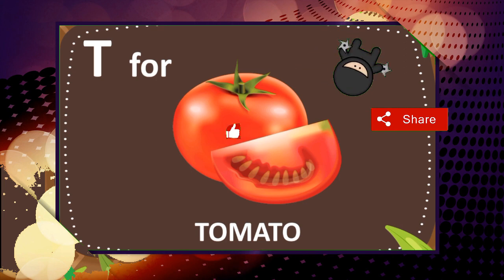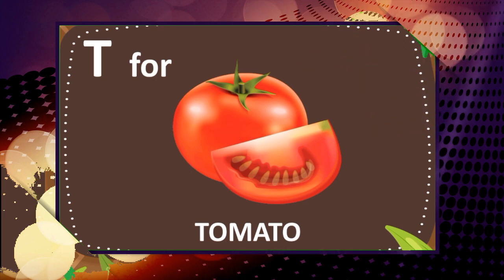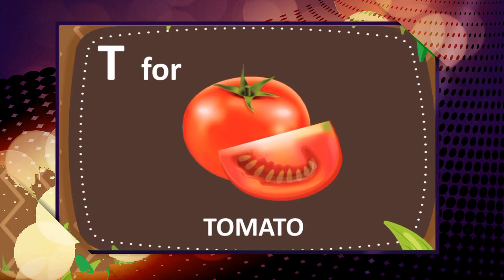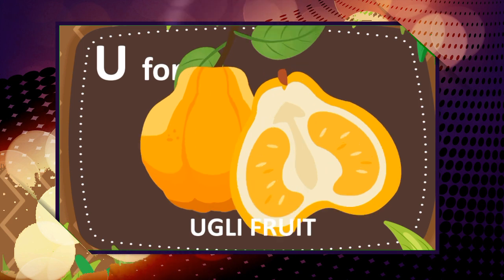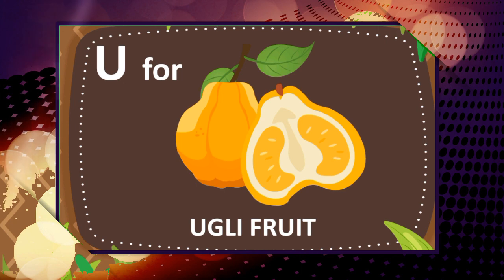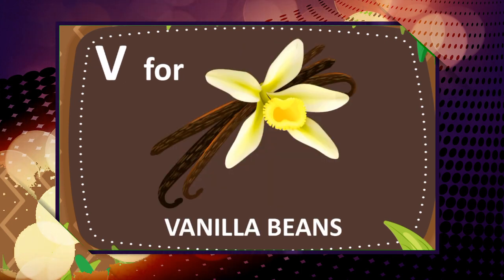T for tomato. Tomato. U for ugly fruit. Ugly fruit. V for vanilla beans. Vanilla beans.